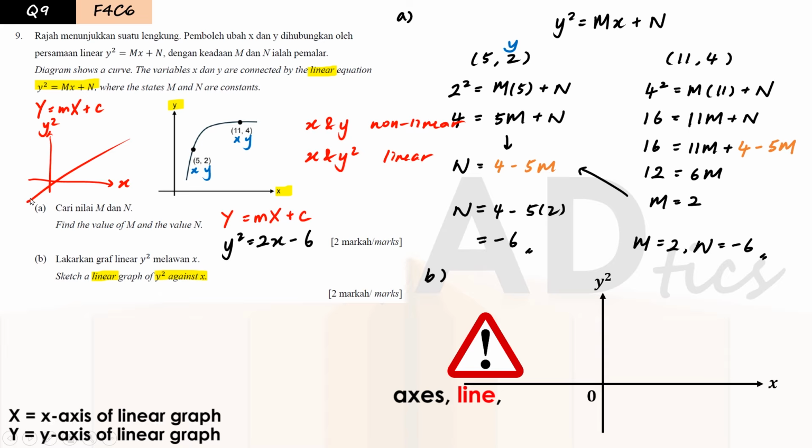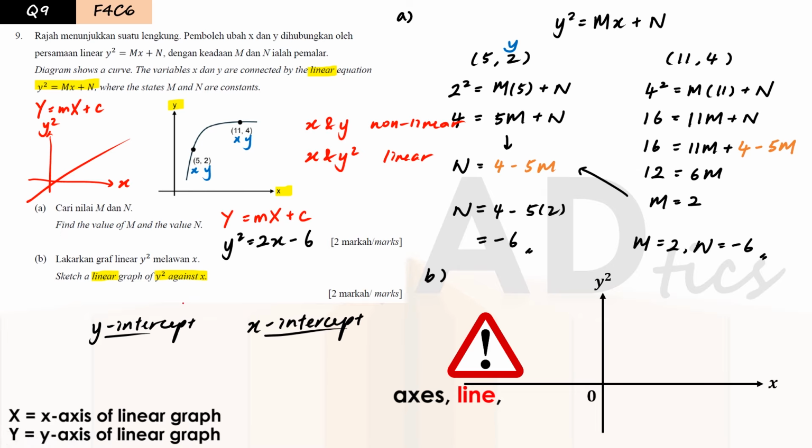But how do we draw out this straight line? First thing first, we need to have 2 points on this straight line. And how do we find the 2 points? I will always recommend students this way, which is the fastest way: find the x-intercept and the y-intercept of this line.